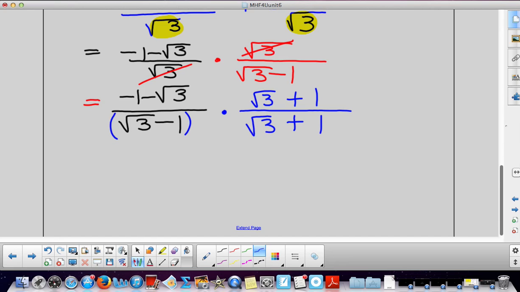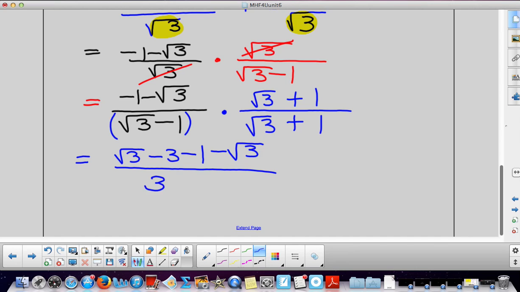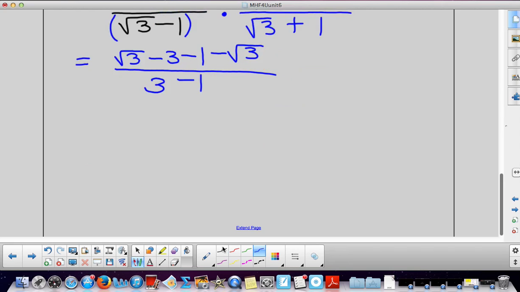So when you actually do your FOIL, in your numerator, you have root 3 minus 3 minus 1 minus root 3. In your denominator, root 3 times root 3 is positive 3. Positive root 3, negative 3 root 3 cancel out, so you have minus 1. Your final answer, negative 4 minus 2 root 3 over 2.